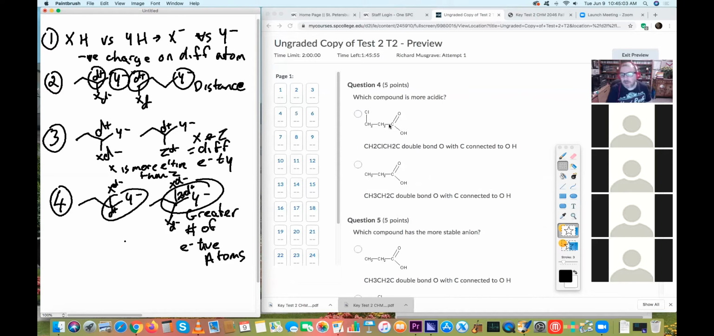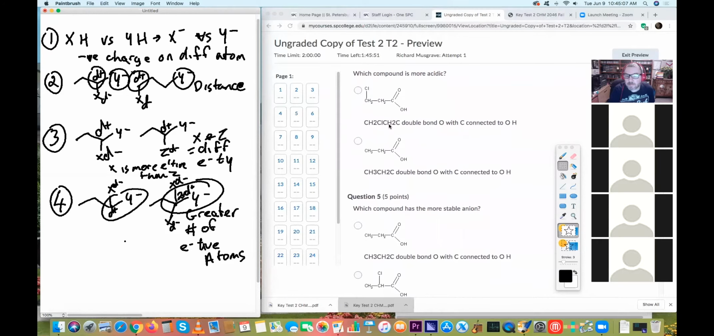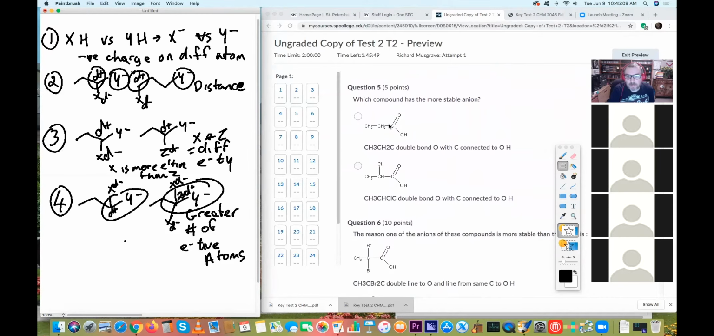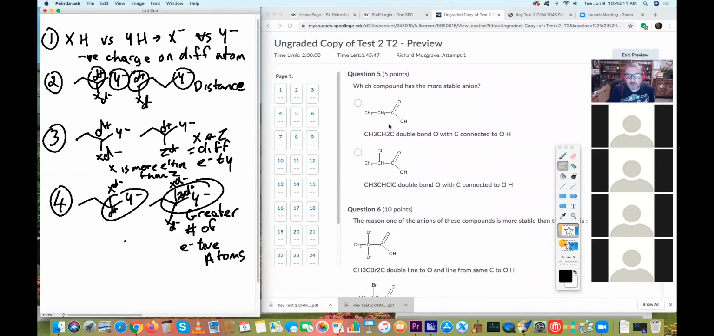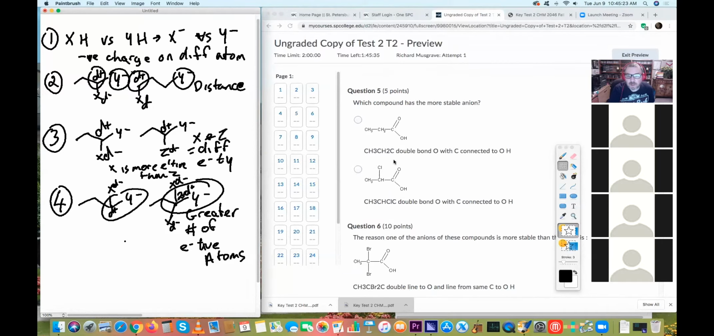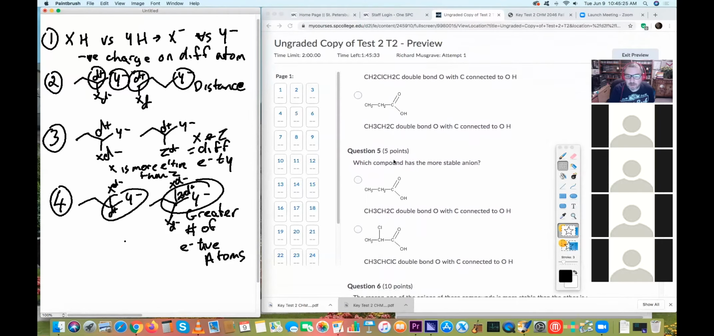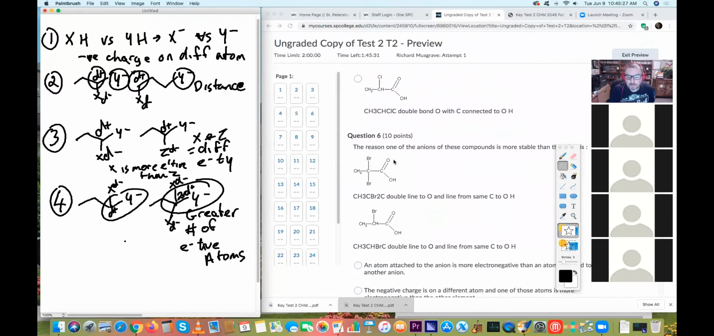Does anybody have any questions about number 4? Okay. This is a similar question. Which compound has the more stable anion? Again, the one with the electronegative group versus the one that doesn't would have the more stable anion. So this would be the answer here. These ones, you get used to the pattern fairly quickly, I think.